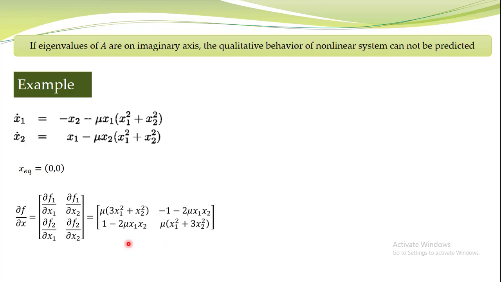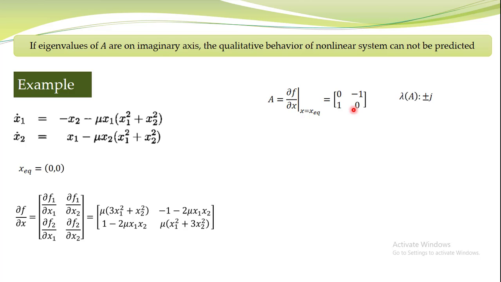derivatives are also computed. Let's evaluate it at the equilibrium point, by substituting x1 equal to 0 and x2 equal to 0. This term is 0. What is here? Minus 1. This term is 0, and here is plus 1, and this term is 0. This is 0. So we have this Jacobian matrix evaluated at the equilibrium point.